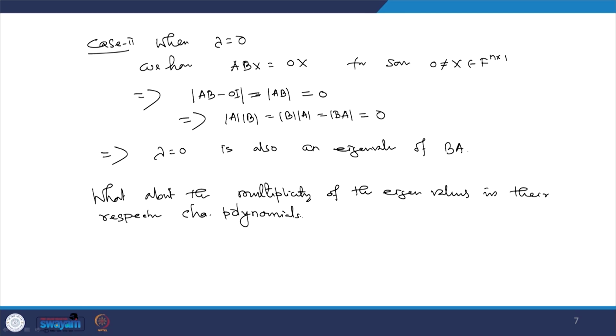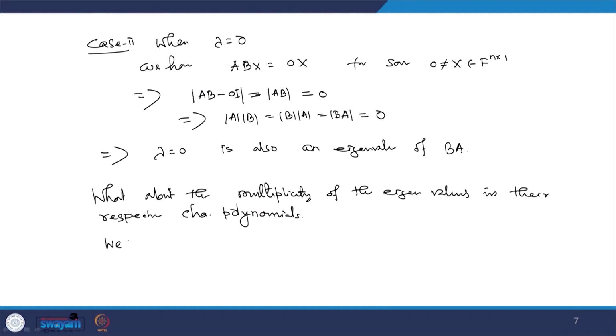If f1 and f2 are the characteristic polynomials of AB and BA, then will f1 be equal to f2 or not? That is the question basically. What about the multiplicity of the eigenvalues in their respective characteristic polynomials? We have to check whether the characteristic polynomial of AB is exactly equal to the characteristic polynomial of BA or not. This one we can do using the concept of determinants again.